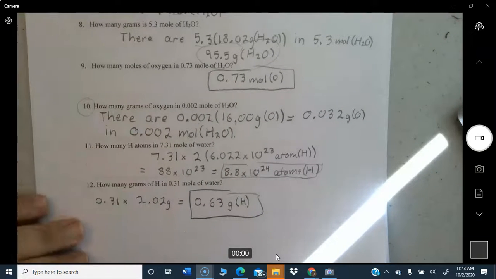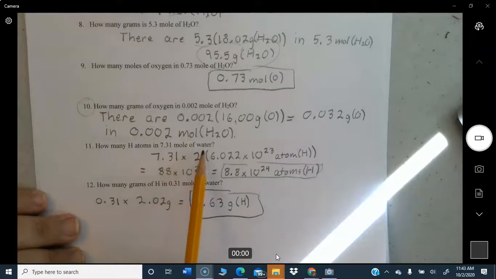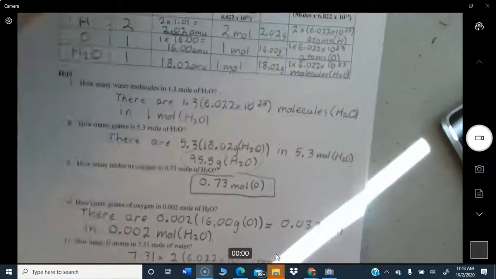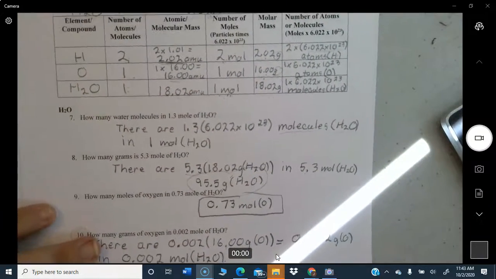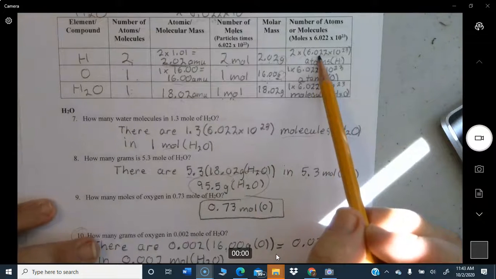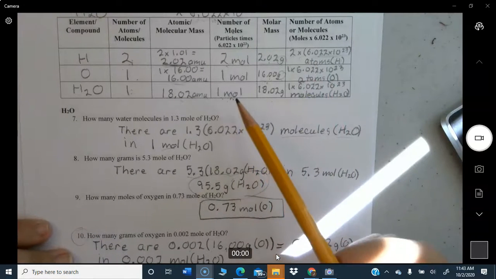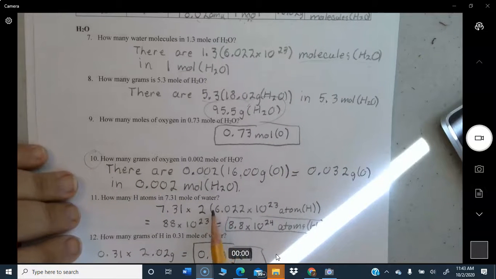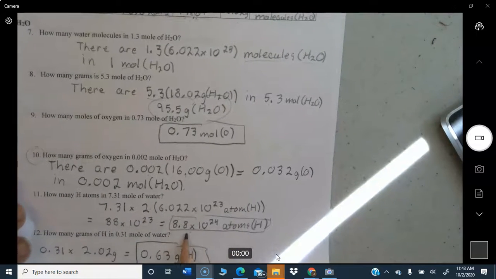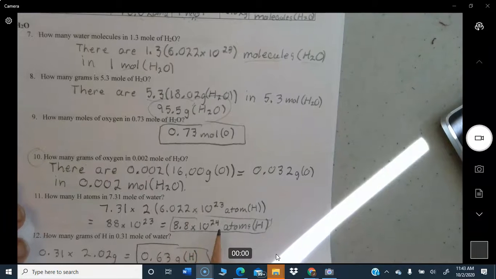Down here, how many hydrogen atoms in 7.3 moles of water? So you have 2 times a mole of hydrogen atoms in 1 mole of water. So if you want to know how many in 7.3, you have to take that 2 times 1 mole in 1 mole of water and then multiply it by 7.3. So it's a few multiplications there. You end up with this number, and then you move the decimal. So it's 8.8 times 10 to the 24th atoms of hydrogen in 7.3 moles of water.